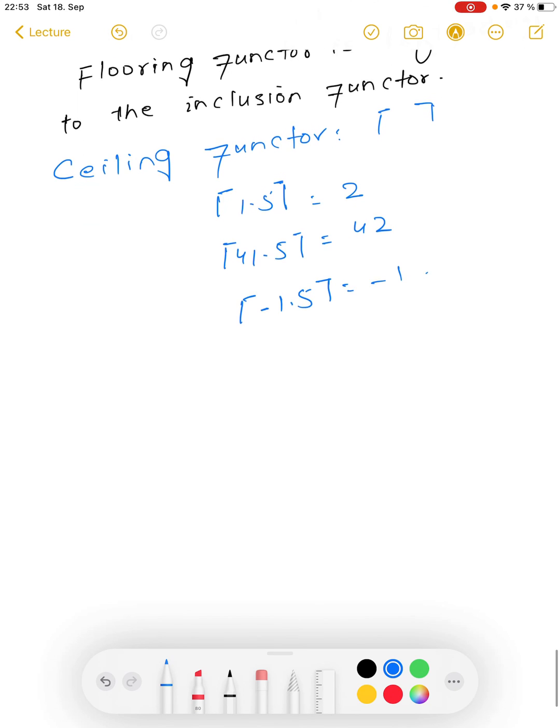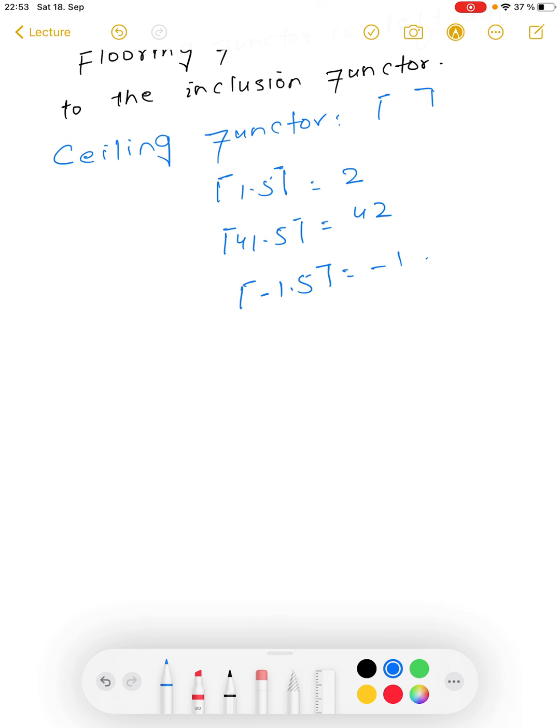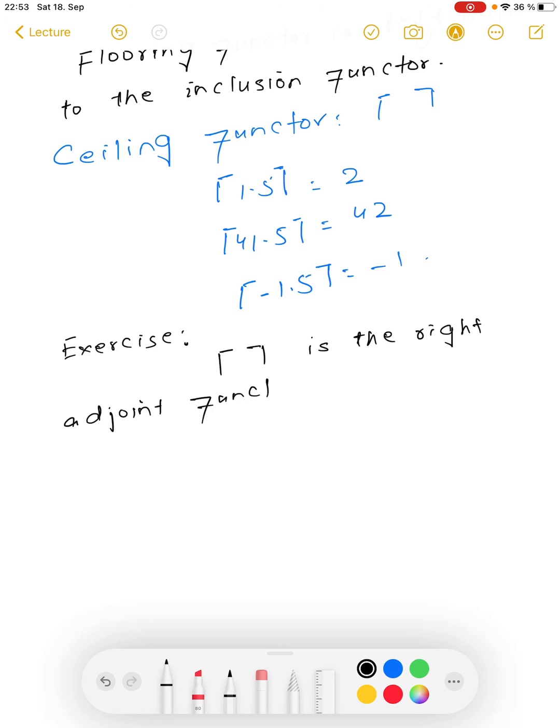So now you can very easily verify that. This is left as an exercise to verify. You can take help in the comment section. You can check that the ceiling functor is the right adjoint functor to the inclusion functor.